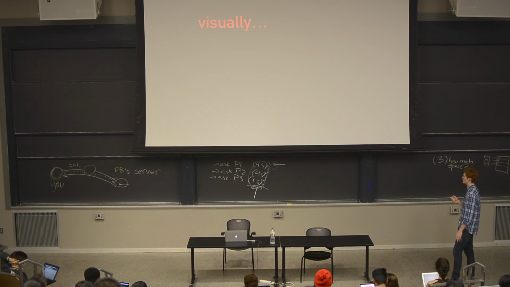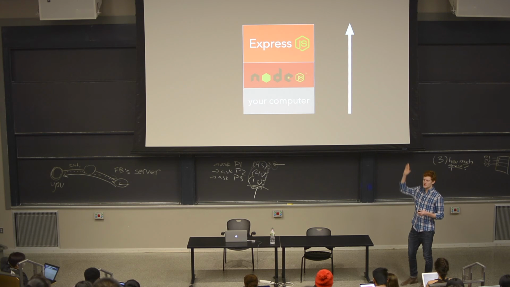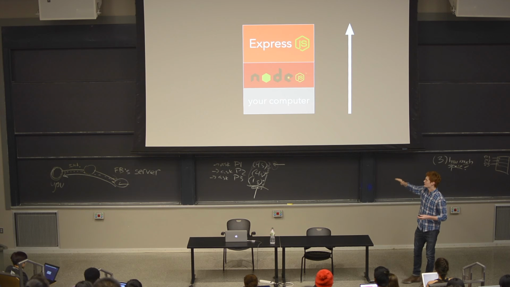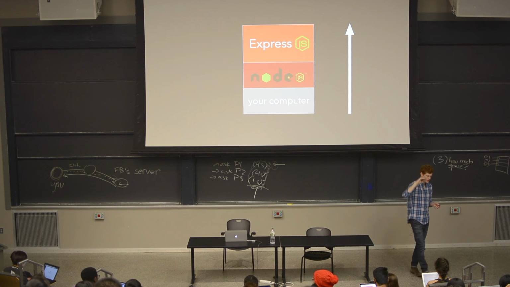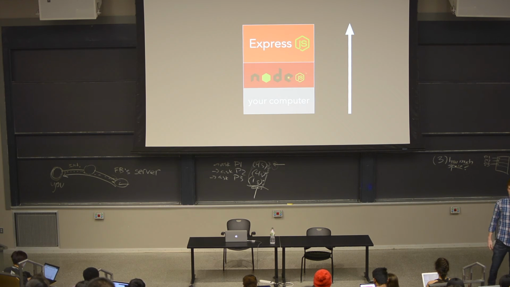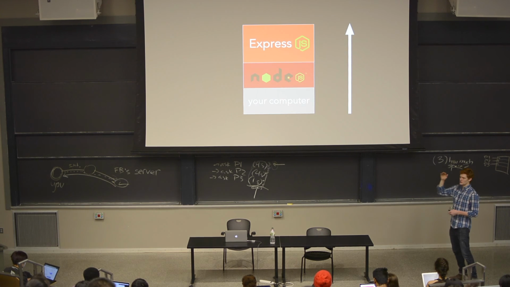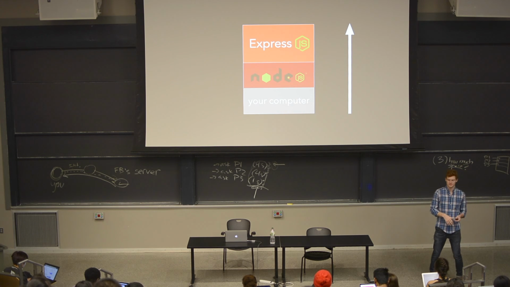Okay, so visually, what does Express and Node look like? This is up the layers of the stack, right? The very bottom is your computer, and Node sits on top of your device and your file system and your ability to interact with your file system. And it says, all right, I can interpret JavaScript code and run it against my device, right?